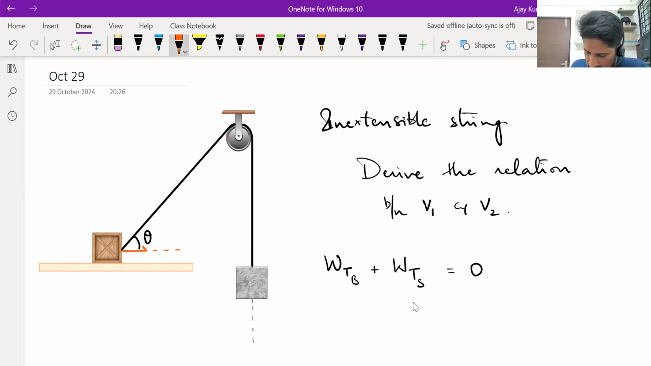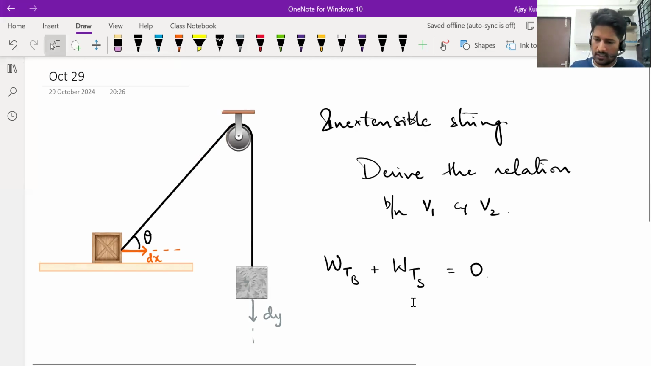So consider a very small displacement of the block like this. Follow the steps carefully, all of you. This is very important. Let's call the displacement dx. Direction is to the right, magnitude is dx. And consider a small displacement of the stone as well. Very small displacement. Call it dy. Direction is downward, magnitude is dy.